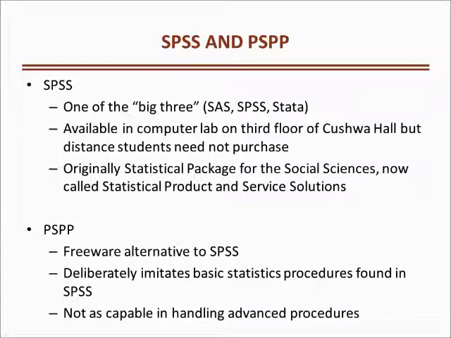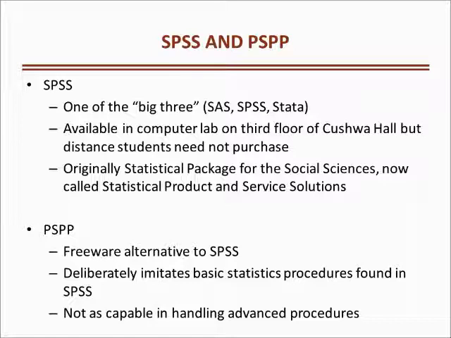You will use in this course either SPSS or PSPP for basic statistical procedures. Which software you will use depends on whether or not you can come to campus to do your coursework. SPSS is one of the big three software packages and is available in the computer lab on the 3rd floor of Cushwa Hall, as well as other locations on campus. SPSS originally stood for Statistical Package for the Social Sciences, but after its purchase by IBM in 2009, it was called Statistical Product and Service Solutions. Nevertheless, most people still call it by its original name.